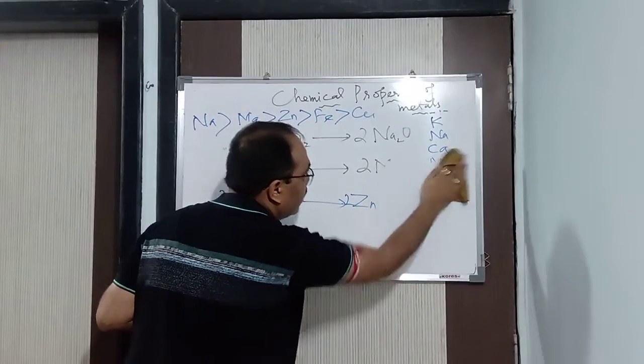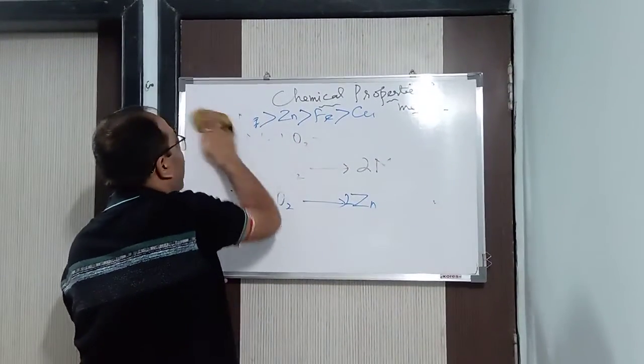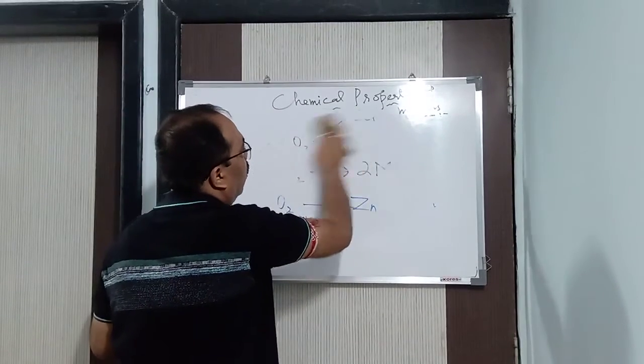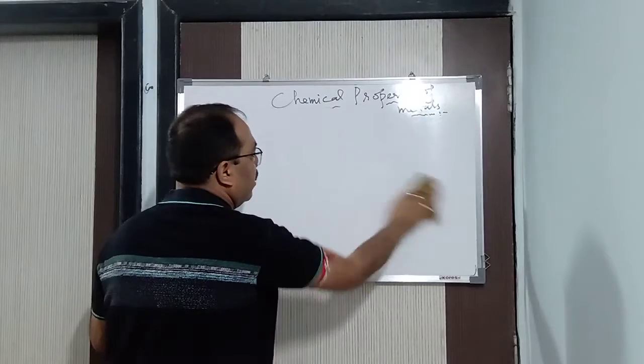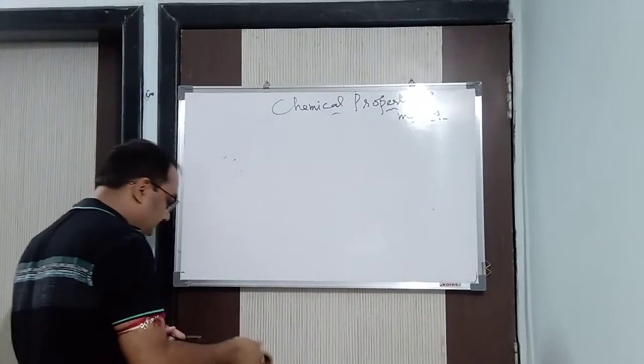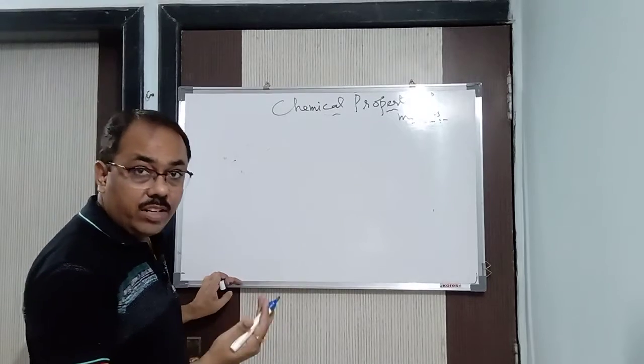Now the next question comes: how do metals form oxides, or why do metals form oxides? Already a part of the answer I have given you in the beginning. What is that part of the answer? I said that metals are electropositive in nature. Oxygen is electronegative in nature.